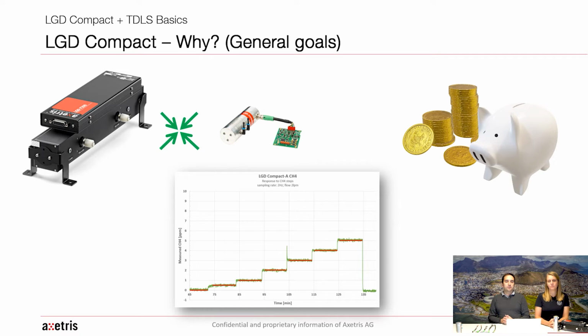The third goal was about the cost: to popularize the TDLS technology and make it more affordable in the mid or high volume market, where we compete with NDIR or FID technology that are normally cheaper. We wanted to develop an LGD Compact, a device that brings down the acquisition price barrier for this TDLS technology.